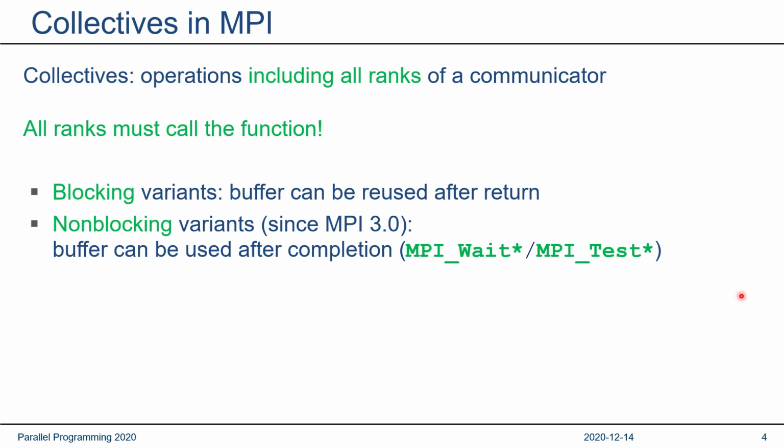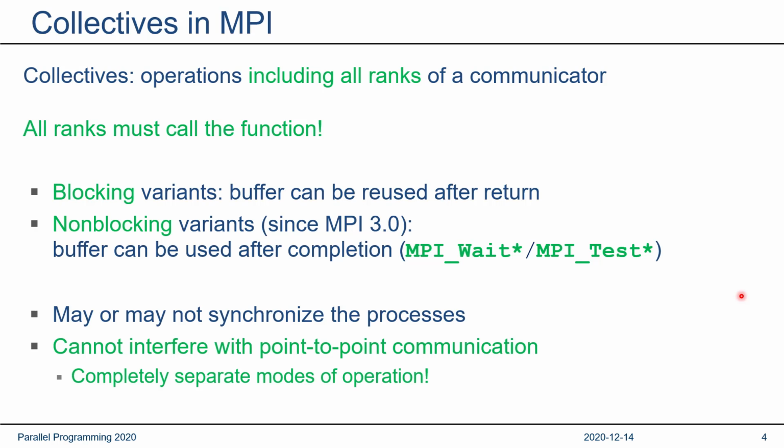Collectives come in two variants, blocking and non-blocking, just like point-to-point. And just like with point-to-point communication, blocking variants have the property that the buffer, whatever it is in this particular function, can be reused after the function returns. Since MPI 3, MPI has introduced non-blocking variants of collectives, and with those variants the buffer can only be reused after completion, which must be done using the familiar functions MPI wait, MPI test, and their variants.